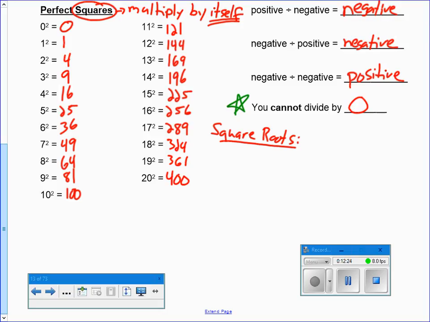If there's any number on a test or a quiz or anything that goes beyond 20 squared, I will give you a list of perfect squares beyond that. But you can always use this sheet for any quiz or test to have those numbers.